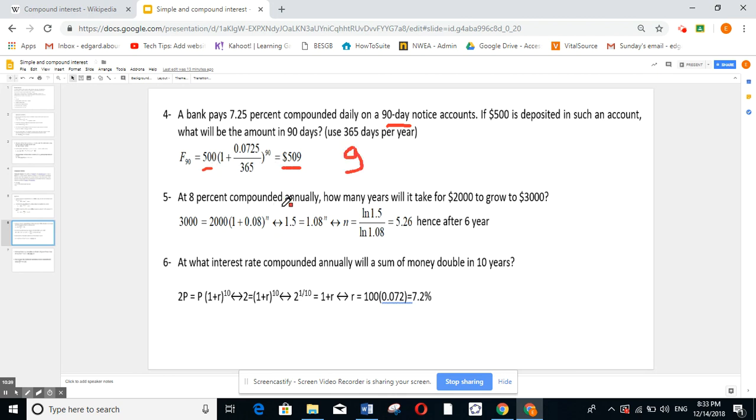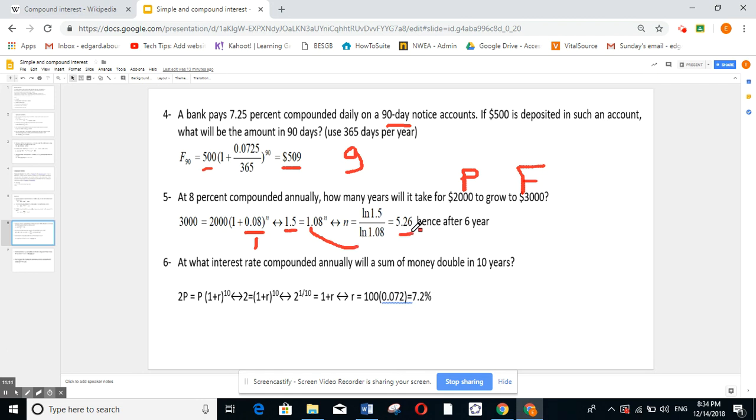You have 8% compounded annually, so divided by 1. How many years will it take for 2,000 to be 3,000? So this is the future value. This is the present value in the compound interest. So the thousands cancel. 3 over 2 is 1.5 equals 1.08 power n. And if you want to find n, you must introduce ln. Because I want the power, the inverse of the power is logarithm. So n equals ln of the answer divided by ln of the base. You're going to get 5.26 years.